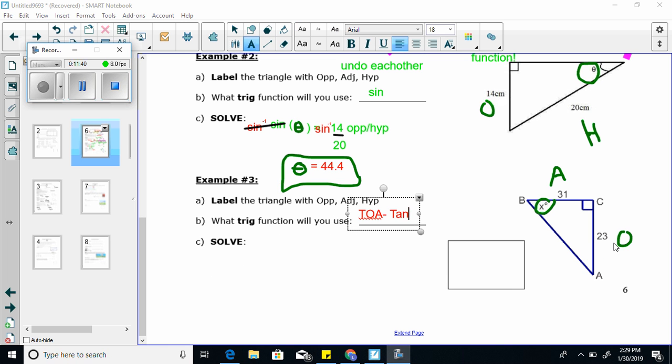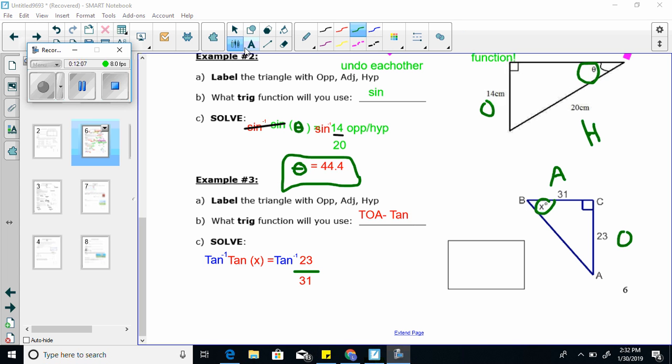I'm given the opposite side and the adjacent side this time. So what is that? TOA. Opposite, adjacent, that's tangent. So I'm going to take the tangent of x equals my opposite over my adjacent. So equals 23 over 31. Next, you're going to ask yourself how you undo tangent. The only way is the inverse tangent. And what you do to one side, you gotta do to the other. These undo each other, so I'm left with my angle x equals the inverse tangent of 23 over 31.